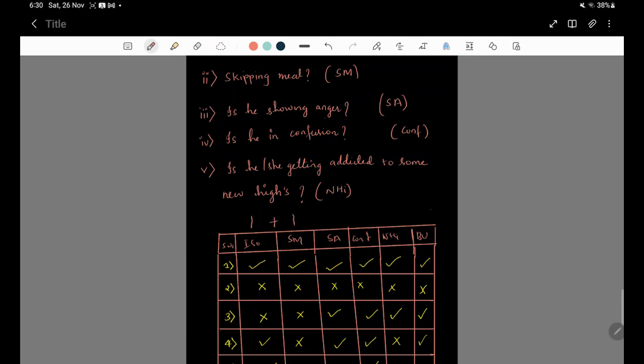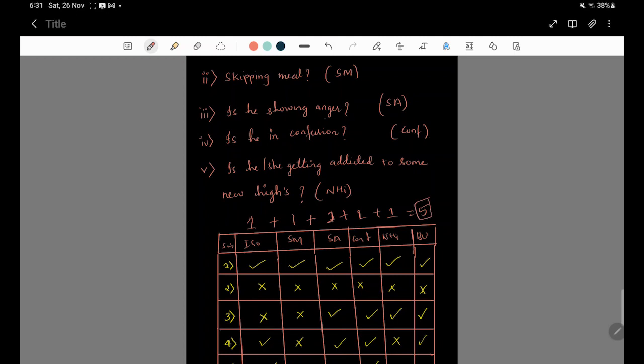I am asking the question whether the person is skipping meals. I am asking the question whether the person is showing anger or not. I'm asking the question whether he is in confusion, and I'm asking the question whether she is getting addicted to new highs or not. Basically, we can see that there are 5 features.